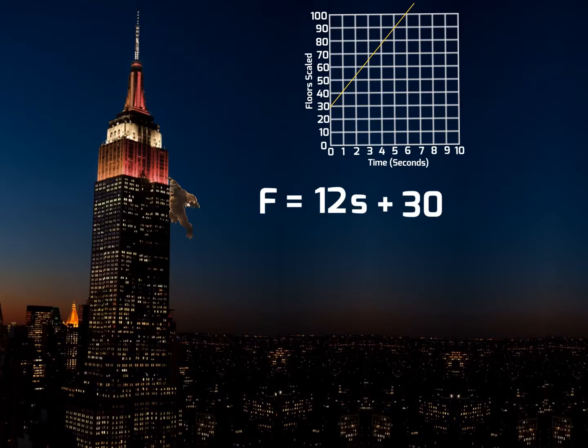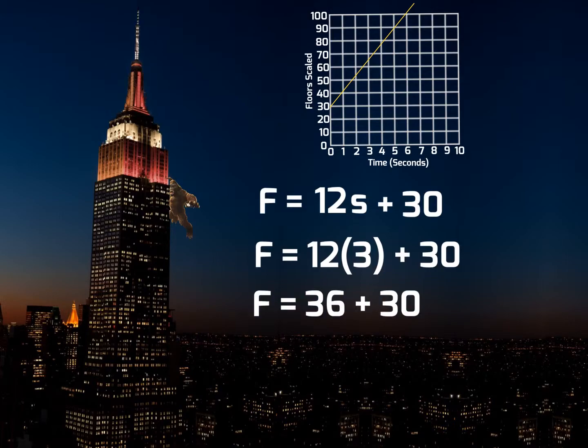Now we can use the equation to answer questions we might have, such as, how many total floors will we have climbed in 3 seconds? Well, we'll just replace the seconds variable with the number 3, multiply that with the slope number 12, because we go 12 floors up every second, and now add it to the 30 floors we started from, and that makes for 66. We would have been at the 66th floor after 3 seconds of climbing from our starting point.